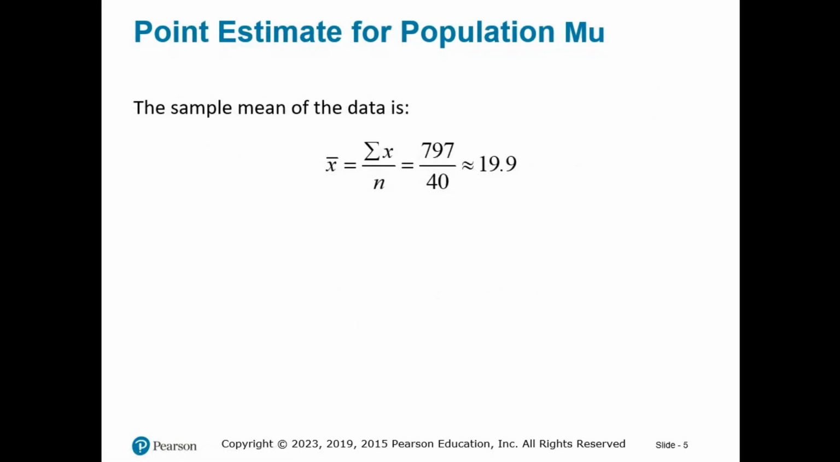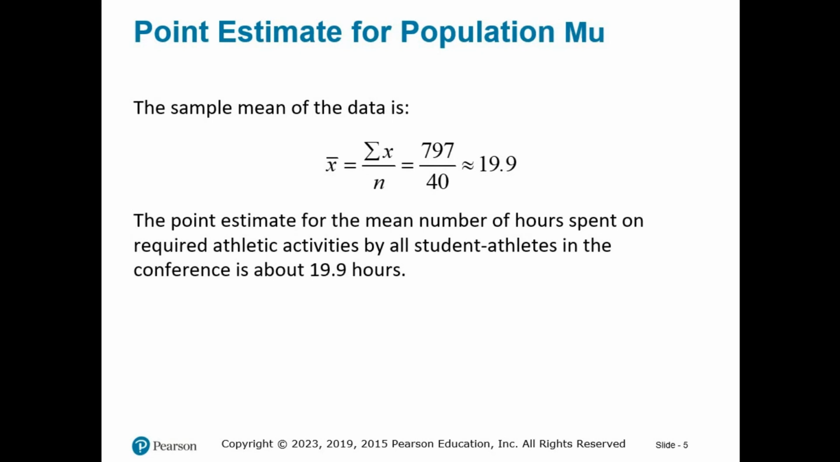So the point estimate is x bar, or the average from our sample. The average from these 40 athletes is found by finding the total, which is 797, then dividing that by the sample size, which is 40, and we get about 19.9. The point estimate for the mean number of hours spent on required athletic activities by all student athletes in the conference is about 19.9 hours.